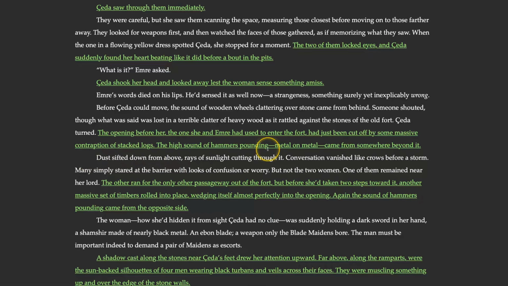So we see dust sifting down, conversations vanish like crows before a storm, and then many simply stared at the barrier because they're just like, what the heck is going on? But not the two women. One of them remained near her lord. The other ran for the only other passageway out of the fort. But before she'd taken two steps toward it, another set of timbers smashes into place and traps them inside of this tower.